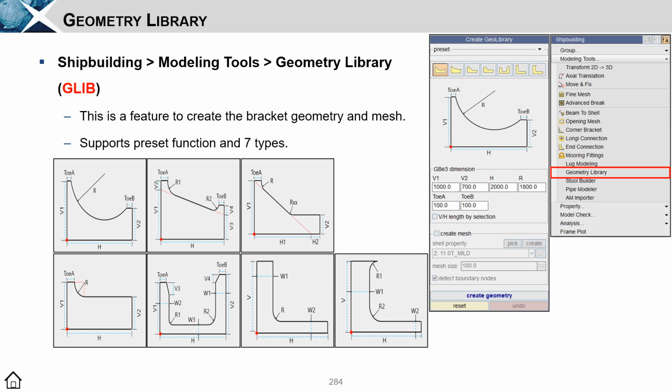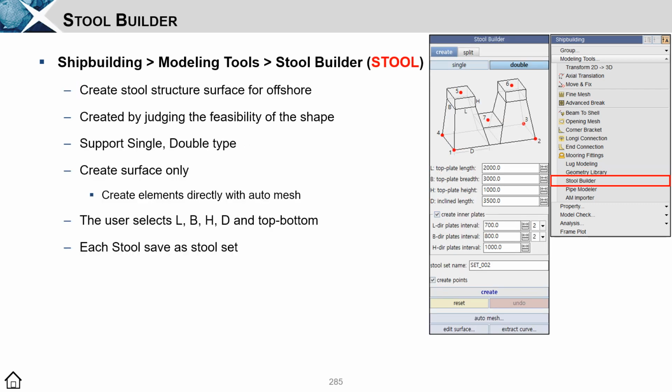The geometry library command is a function that creates a frequently used bracket geometry surface. You can use the Create Mesh option to create the finite element model immediately. You can use the preset feature to save dimensions in advance. The Stool Builder command is a function that automatically creates the stool structure surface used in the offshore. It supports single and double types.